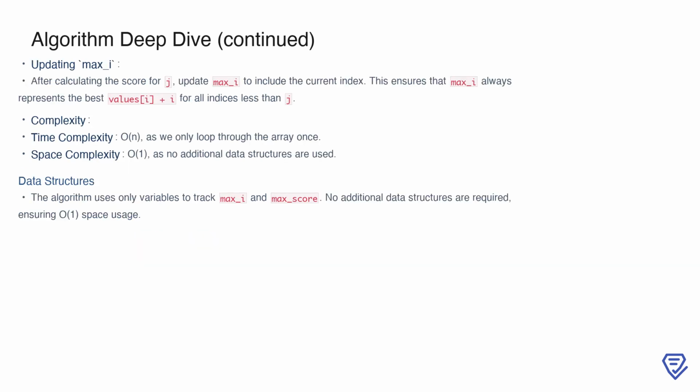The key to the optimization is how we update max_i. After computing the score for a given j, we update max_i to include the current index.